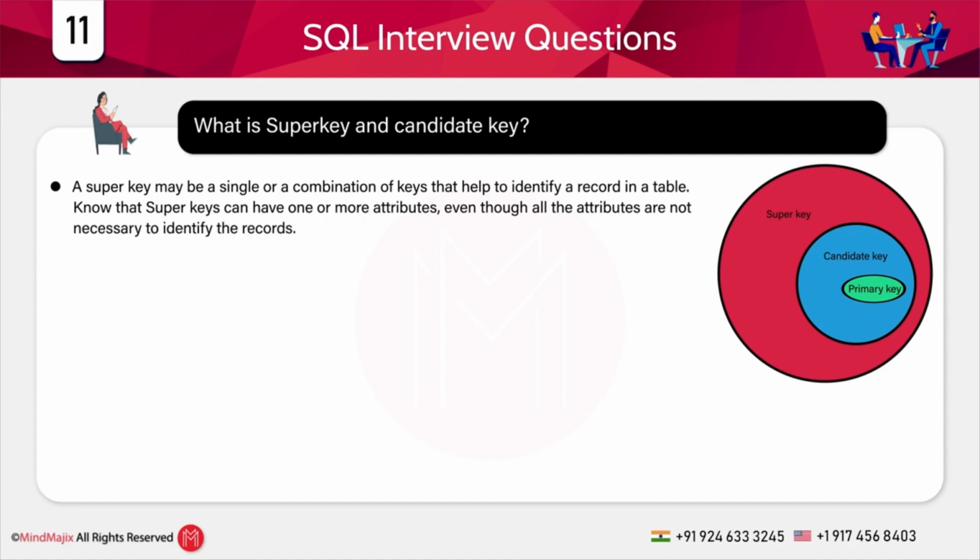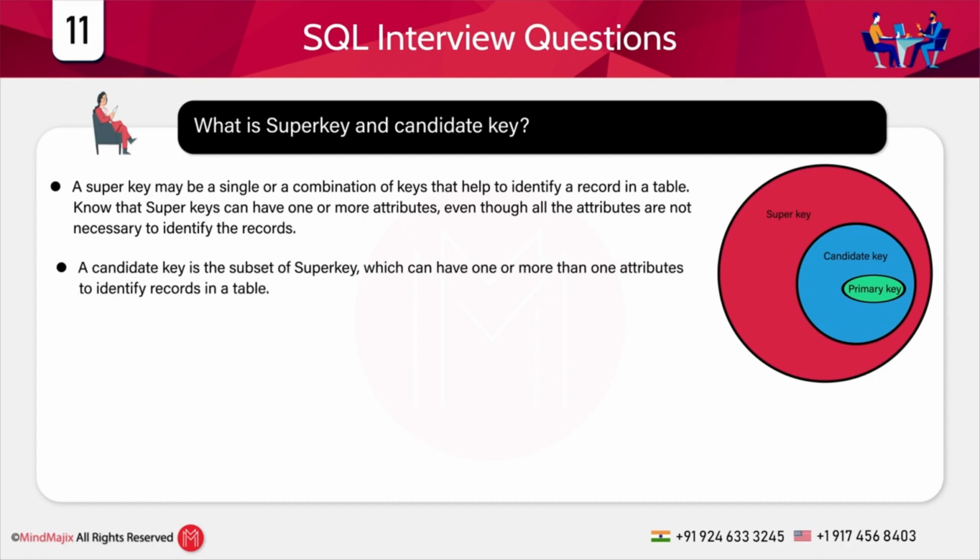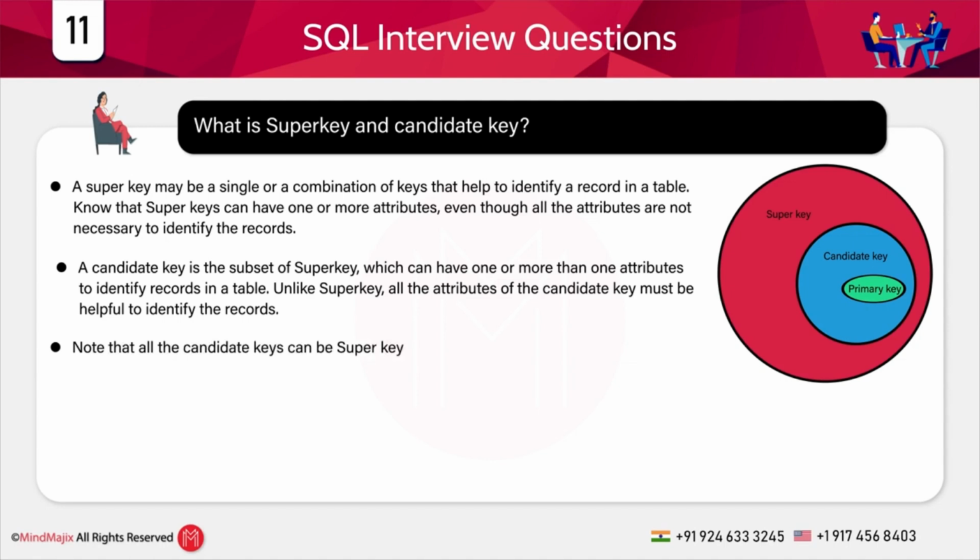Now if you talk about the candidate key, a candidate key is a subset of the super key, which can have one or more than one attributes to identify the records in the table. Unlike the super key, all the attributes of the candidate key must be helpful to identify the records. There's one more important point that you must understand, that all the candidate keys can be super keys, but all the super keys cannot be candidate keys. This is a primary difference between a super key and a candidate key.